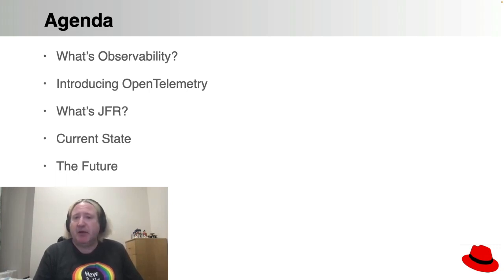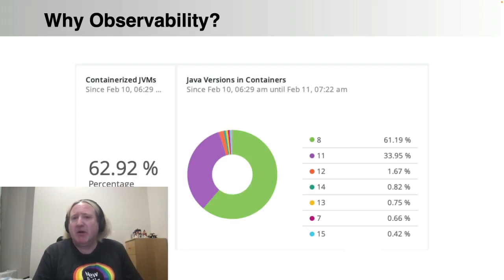So let's kick off by thinking about what observability is, and in order to really do that, I want to start from this question of why do we want to do it? Why is it necessary? Well, I've got some interesting numbers here. The one I want to draw your attention to is the one on the left-hand side, which says roughly 63% of JVMs that are running in production currently are containerized.